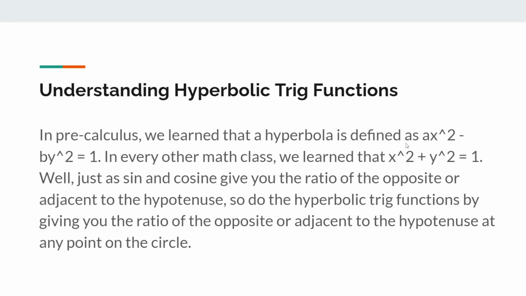So in every other math class, we learned that x squared plus y squared equals 1. You'll learn that in your algebra 2, maybe even algebra 1, and maybe even geometry. Well, just as sine and cosine give you the ratio of the opposite or adjacent to the hypotenuse, so do the hyperbolic trig functions by giving the ratio of any opposite or adjacent to the hypotenuse at any point of the circle. And the beautiful thing about this is that the hypotenuse changes.